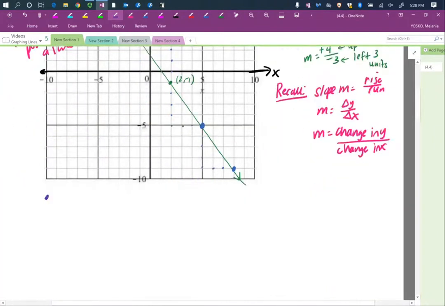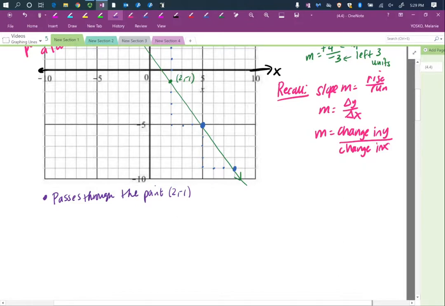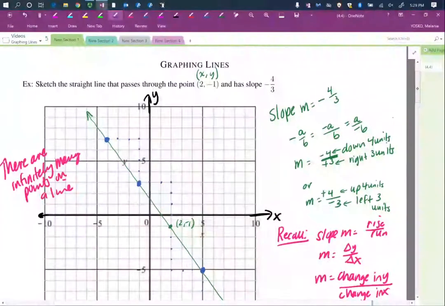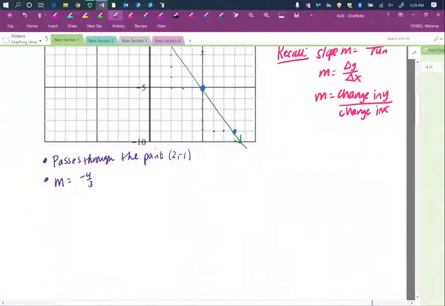Okay, so we knew two things. We know that it passes through the point (2, -1). We also know that the slope is -4/3. That is given to us in the problem right here. So we have a point and a slope. We can use the point-slope form of a line. Point-slope looks like this: y minus y1 equals m times (x minus x1).